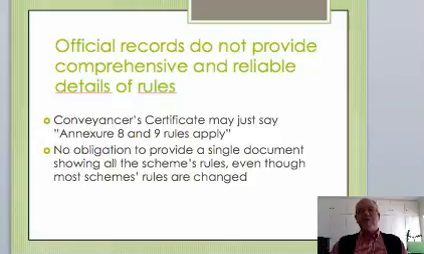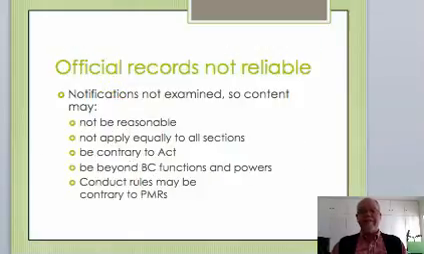The official records also do not provide comprehensive or necessarily reliable details of the rules. The conveyancer certificate under 11(3)(b) may just say Annexure 8 and 9 rules apply plus these additional rules. You don't get a single document showing all the scheme's rules, even though many schemes' rules change on a regular basis. The fact of the matter is that since 1994, the notifications by trustees of changes to rules haven't been examined. So the content may in fact just be wrong.